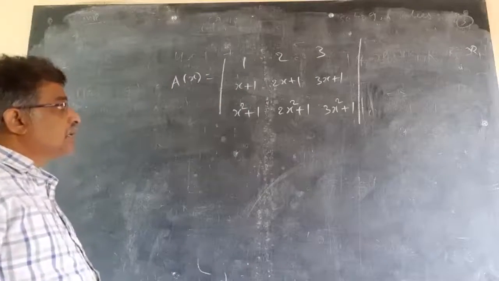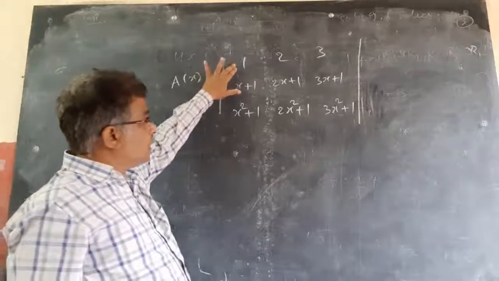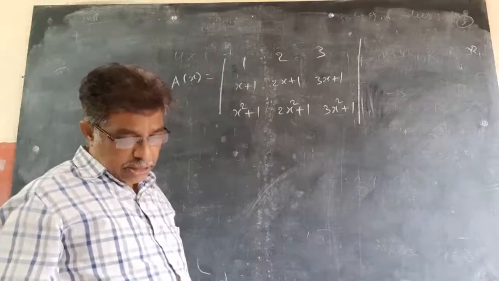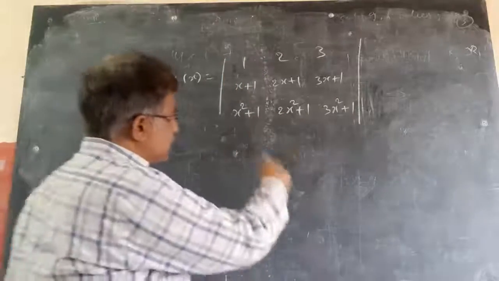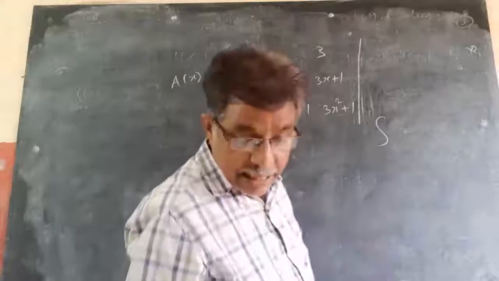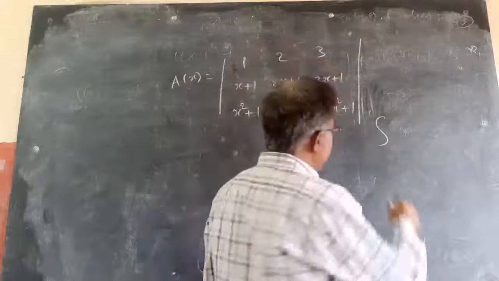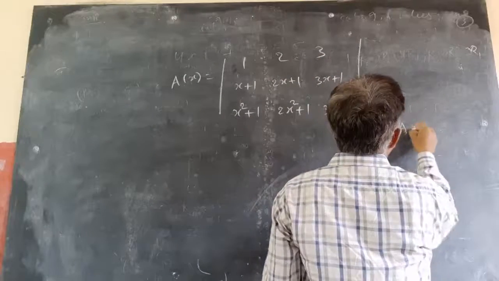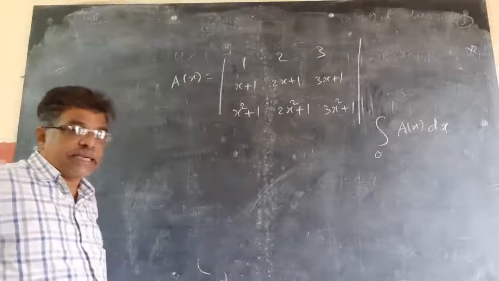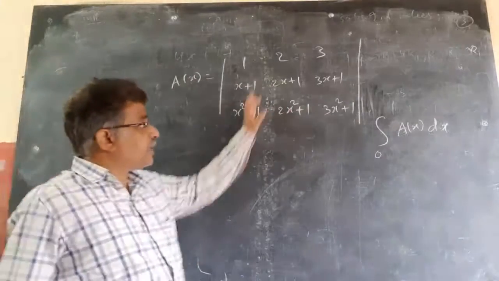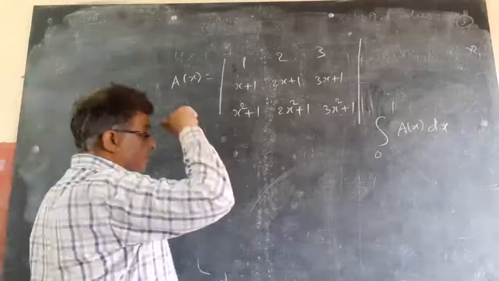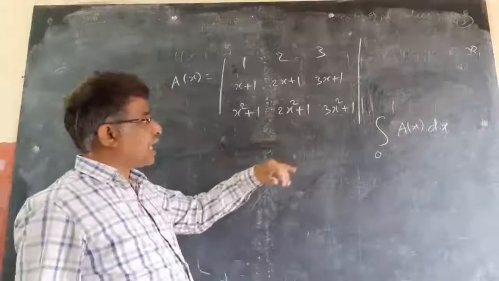This is what is given. So you can do using row operation or column operation. Now if this is given, A of x equal to this, then it is asking integral of 0 to 1 A of x dx. Very simple. First you can find the determinant, then we will go for that. So for that we will go for either row operation or column operation.